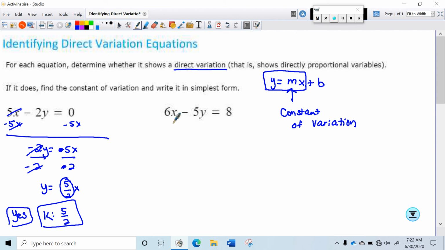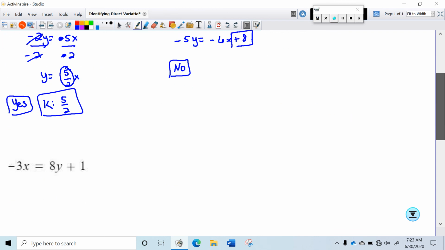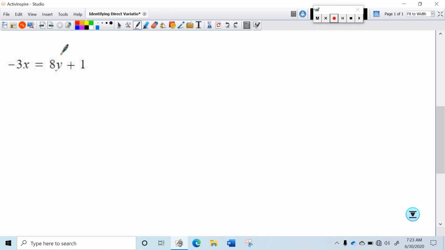Okay, so again, I'm going to move the x over. Negative 6x on both sides. Opposites cancel. So negative 5y equals a negative 6x and a positive 8. I don't even have to finish it because you're not allowed to have a number that doesn't have a letter stuck to it. That's not allowed. So this is a no, and because it's a no, we do not have a constant of variation. It's not direct variation.